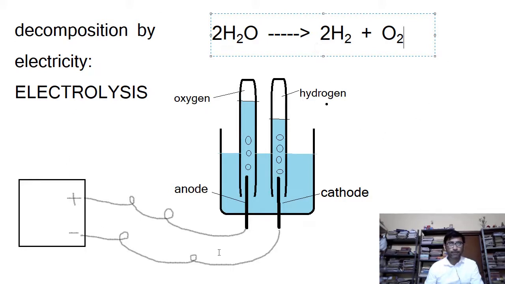So in this video, we have seen the decomposition of water with the help of electricity, and such a kind of decomposition is called electrolysis. We shall be back in another video where we shall be looking at the third type of decomposition reaction.